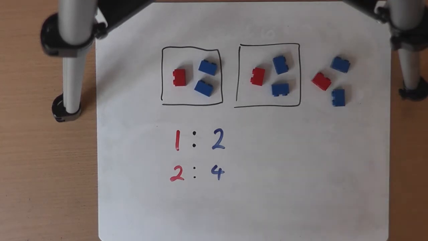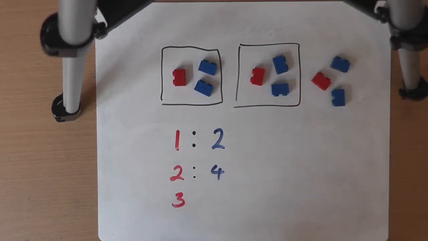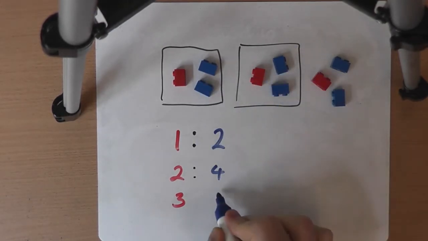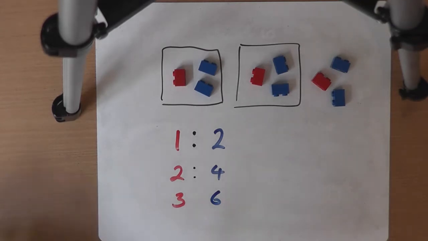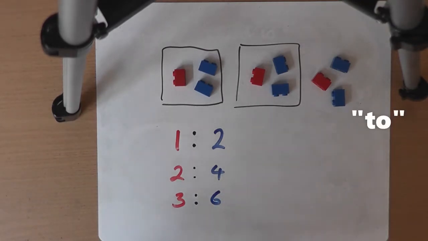We can continue this idea. I've repeated the pattern again. We now have 1, 2, 3 red, and we have 2, 4, 6 blue. So we have a ratio of 3 to 6. Where we read the ratio as the first number to the second number. That ratio symbol means for every and gives that link, but it's often read as to. 1 to 2, 2 to 4, 3 to 6.